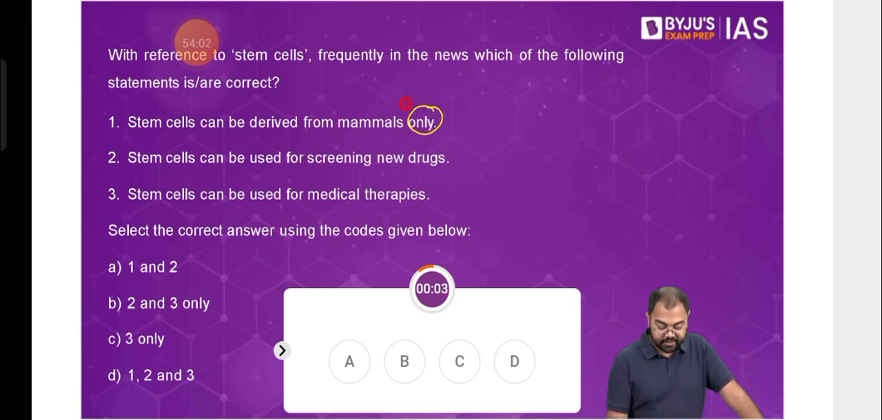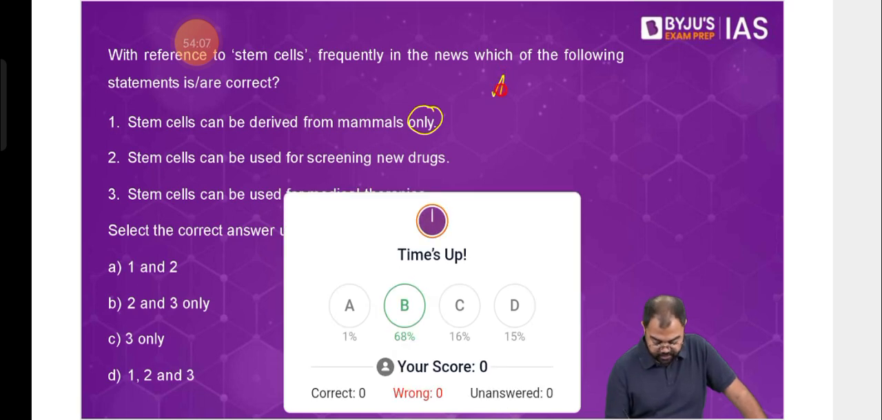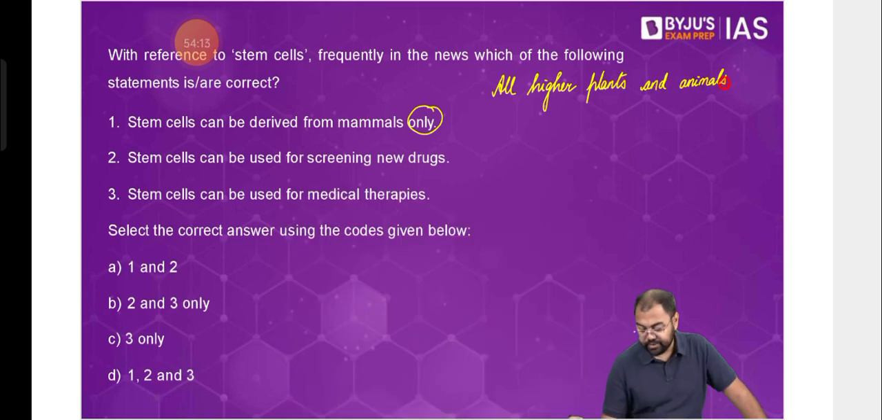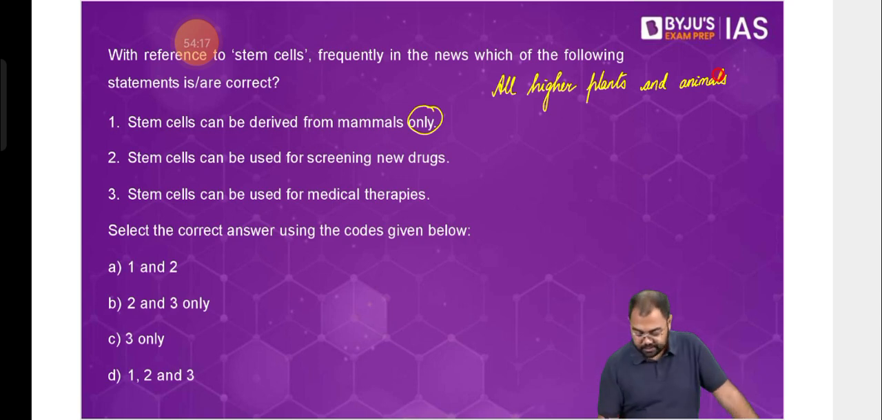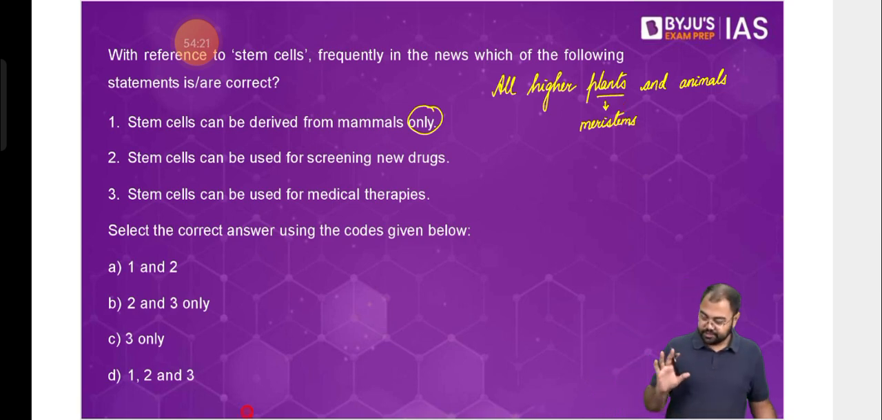Stem cells, just remember that not only from mammals, but rather from, you can say, all the higher plants and animals. So not only animals, plants and animals. So for example, the tips of the plant, wherever the branches are growing from, the leaves are growing from, the flowers are growing from, the tips, what we call as meristems. So they also basically have stem cells. All right. So that's why both plants and animals.